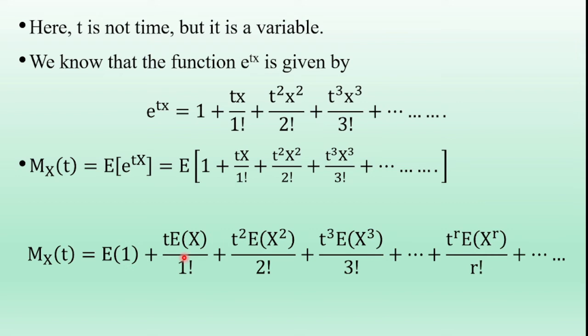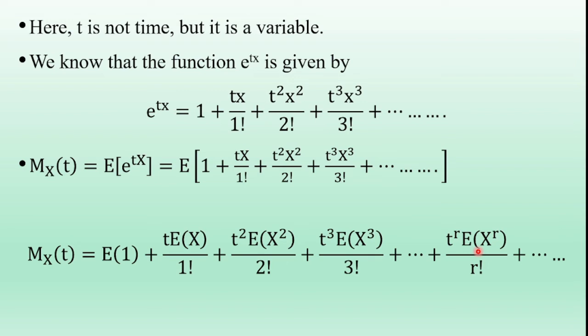Now here in this equation, expectation of x is the first moment of the random variable. Expectation of x square is the second moment of the random variable. Expectation of x cube is the third moment of the random variable. Expectation of x power r is the rth moment of the random variable.